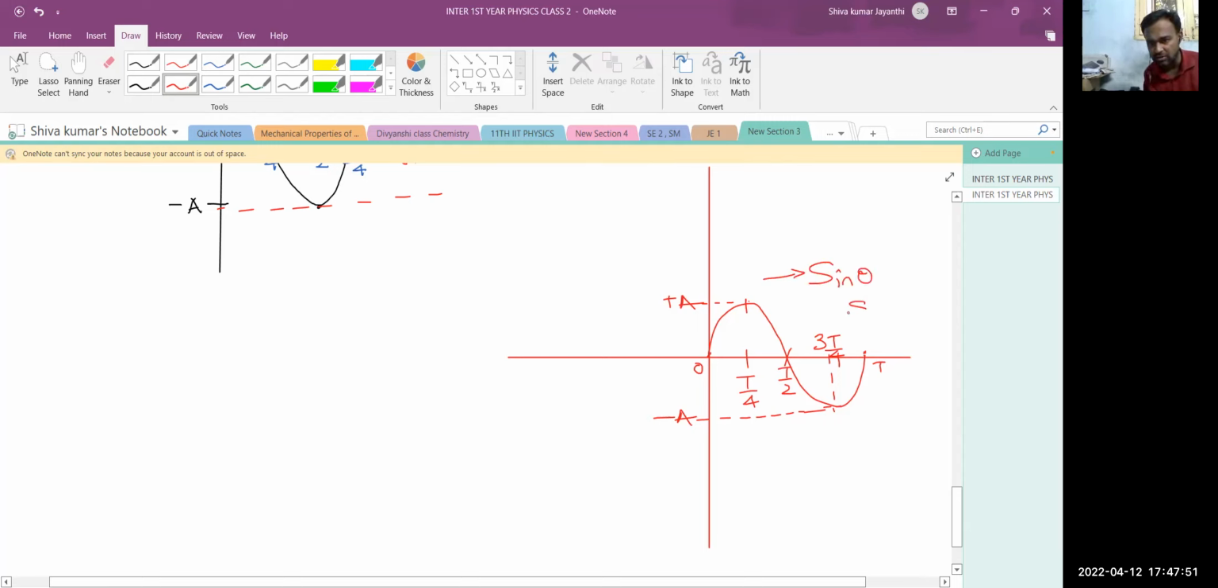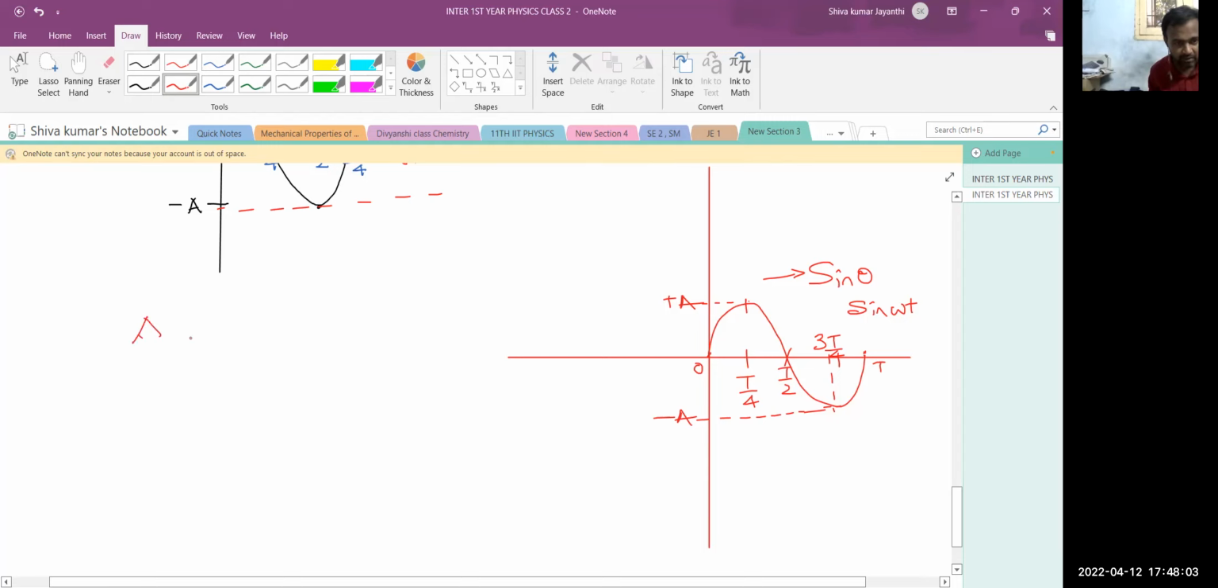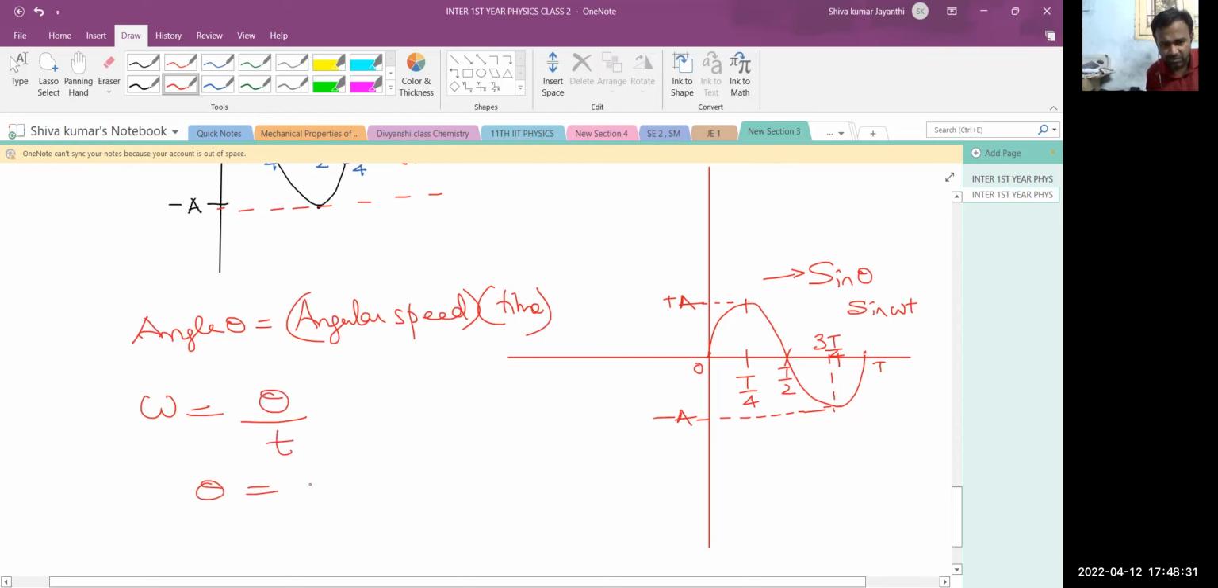sine theta, also called sine omega t. Why am I writing omega t? Now I will explain. Listen carefully. We have a definition in 9th standard about theta: when something is rotating, we define an entity called angular velocity. So angular velocity or angular speed into time is called angle. Omega is defined as theta by t. So then theta becomes omega t. That is how this omega t came. Understood that? So that is why we don't write sine theta, cos theta. We write sine omega t, cos omega t.